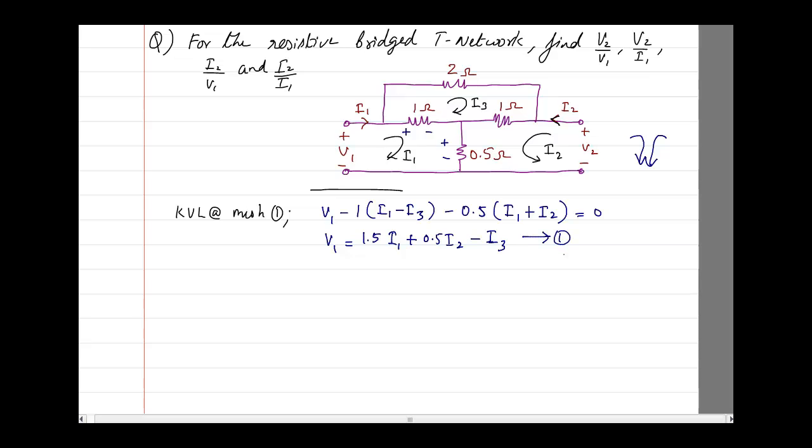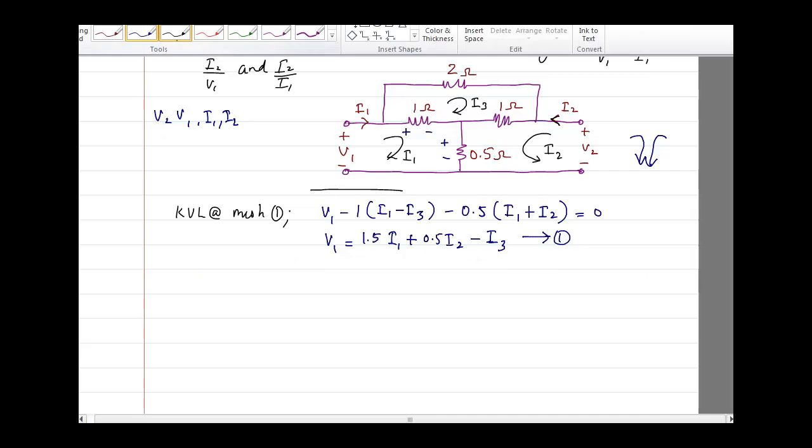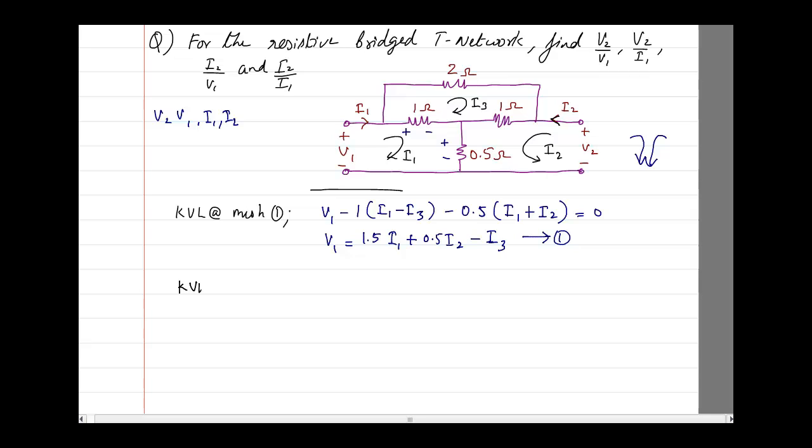Now look here, in this equation V1, I1, I2 are all okay, because this is what I told you finally, we have to get all the equations in terms of V1, V2, I1, I2. So out of that, only I3 is out of order. That we will have to take out somehow. That we'll see. Next, we will go for KVL at mesh 2.